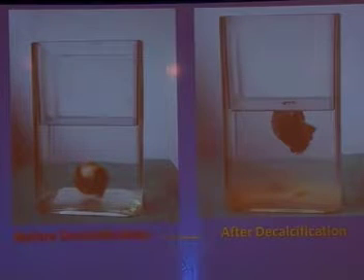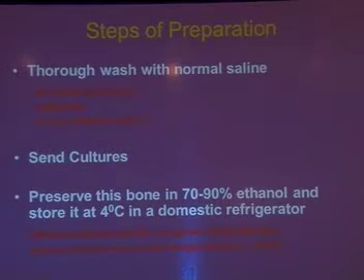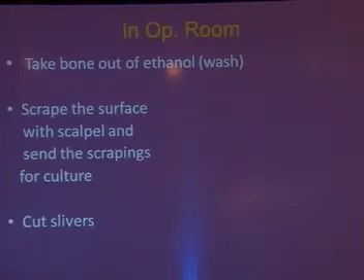As we can see in the slide, after decalcification, the decal bone starts floating in the container. After this point, the decal bone was again washed with normal saline. A part of the bone was sent for culture, and the bone was preserved in 70 to 90% ethanol in a domestic refrigerator at 4 degrees Celsius. This is the storage picture.